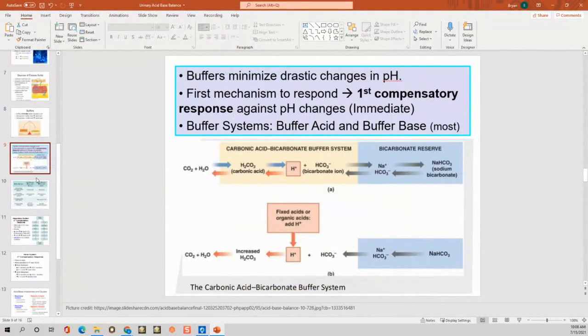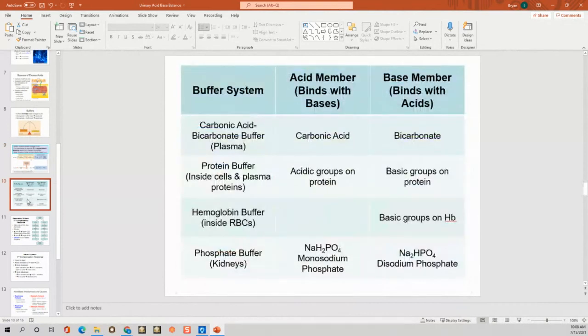So let's go to the slides. The first compensatory mechanism is buffers, right? The primary buffer systems are bicarbonate versus carbonic acid. And we just throw them into the system depending on whether or not we are acidic or alkalinic. There are other buffer systems. The number one buffer system is the carbonic acid bicarb buffer system, where the acid member is the carbonic acid, the base member is the bicarb. Easy, okay? But just important to think about these other ones.